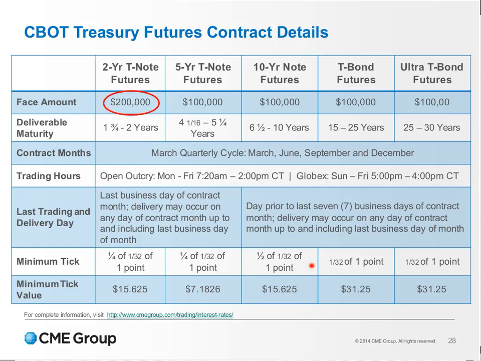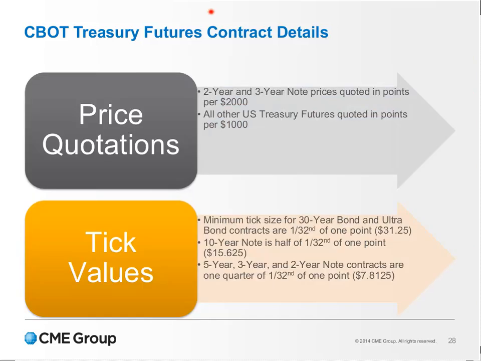The 10-year trades half a 32nd as the minimum tick size. That's $15.625 per tick. When we go to T-bonds and Ultras, they trade at 1/32 of a point, and that each is $31.25. So again, we've highlighted here the difference in tick values and tick sizes. Since the shorter dated instruments trade at a smaller movement in tighter ticks, and the movement amongst them is less, we tend to afford smaller minimum tick fluctuations, so you can really take advantage of perceived smaller moves in the market.